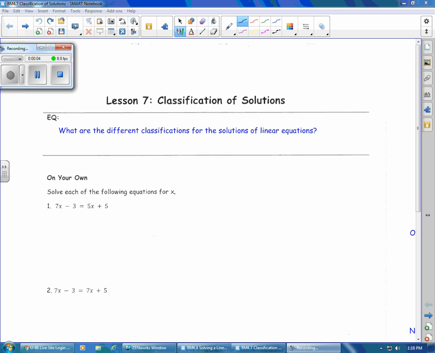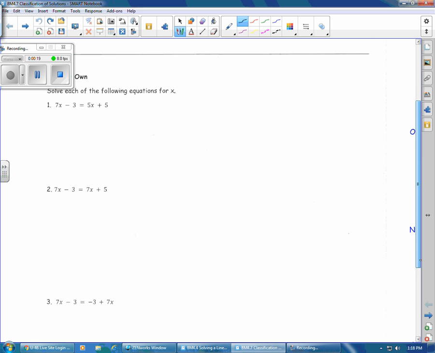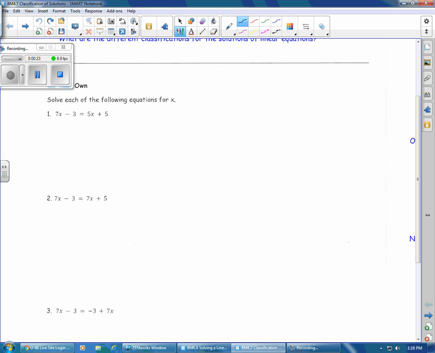This is Module 4, Lesson 7, Classification of Solutions. You should be on page 49 of your student workbook. Your EQ for this lesson: what are the different classifications for the solutions of linear equations? Right off the bat, I'm going to ask you to pause the video and work the three problems on page 49. Use whichever strategies are helpful to you to keep it straight.